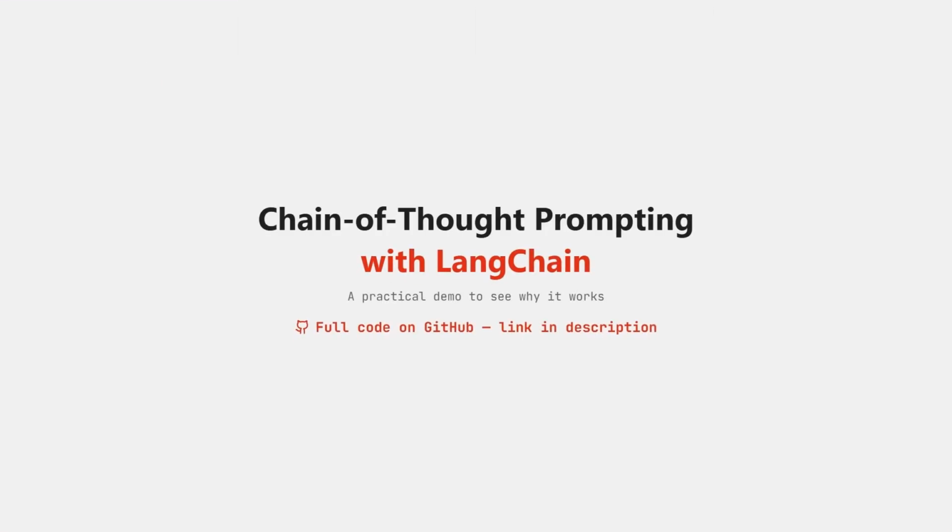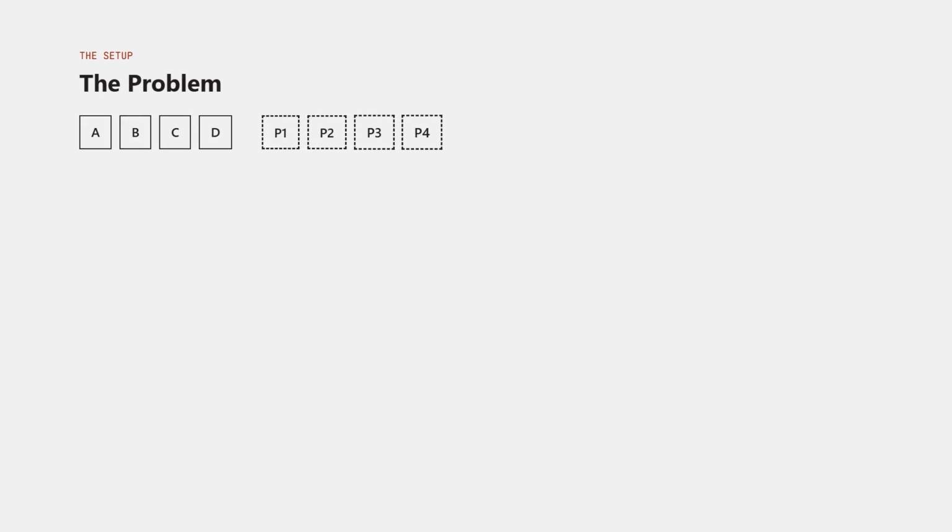Now we will do a quick practical demo of the chain of thought prompting technique. We are going to use the LangChain framework for this. We will take a small reasoning problem and run it through two different prompt structures. Then we will compare the results and see whether that extra reasoning structure actually makes a difference.